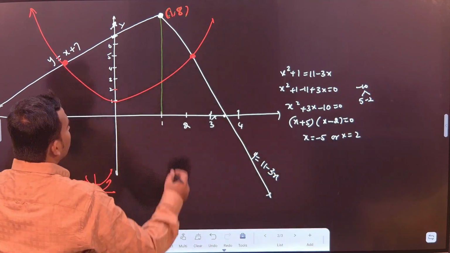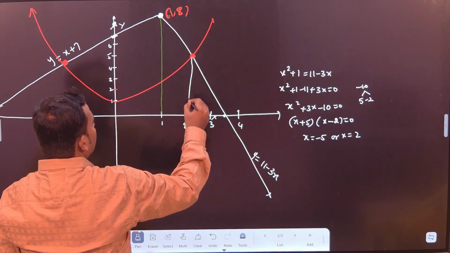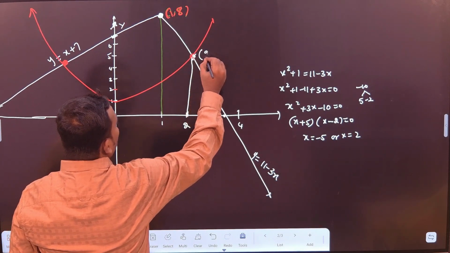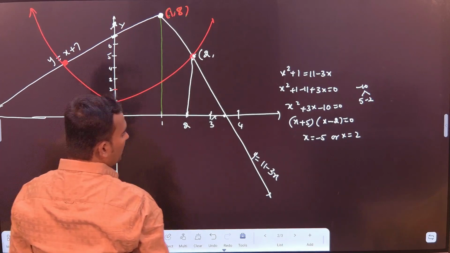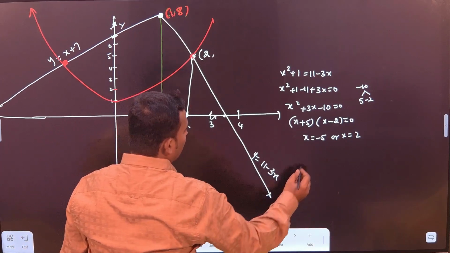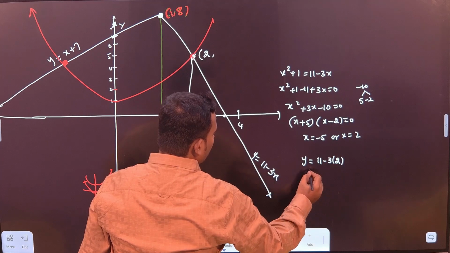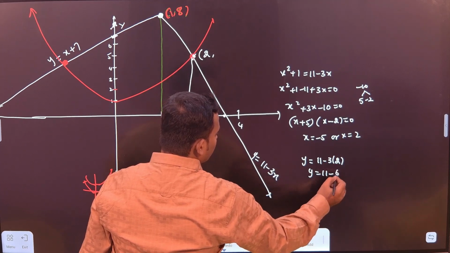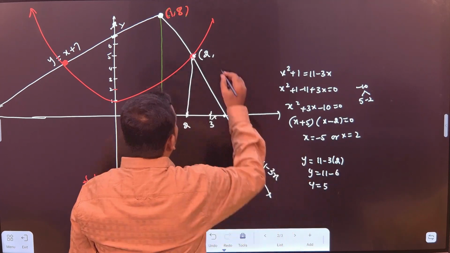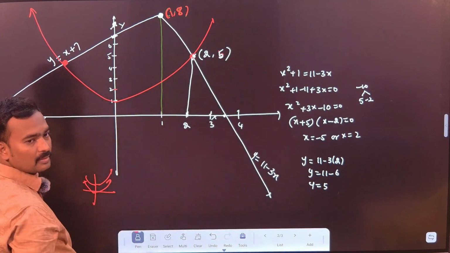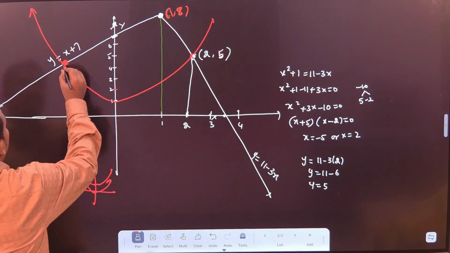That means the intersection point here is what? This is your intersection, right? This point is 2. If you put 2 here, what is the y value here? y is 11 minus 3 into 2. If you put here, y is equal to 11 minus 6, y is equal to 5. 2 comma 5. Understand? Let's take this point.